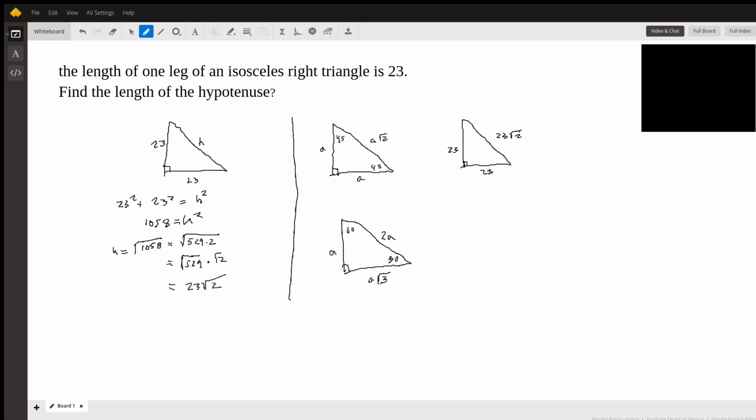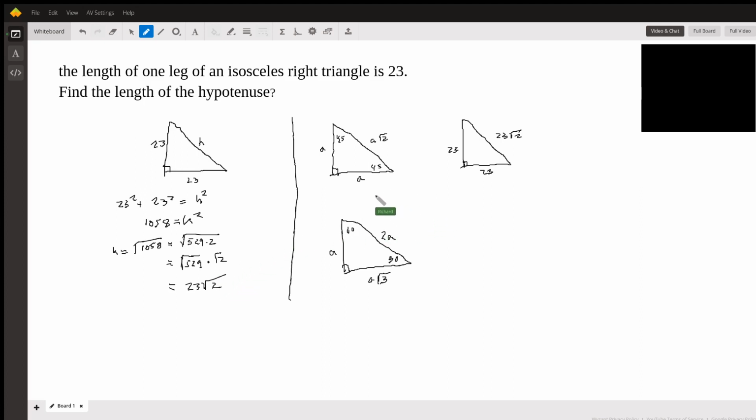You're probably wondering how I got that so quickly, and it's because I know the shortcut. We'll get to the shortcut later. But the square root of 529 is a perfect square. Its square root is 23, and so you're left with 23 root 2. So that's the long way.